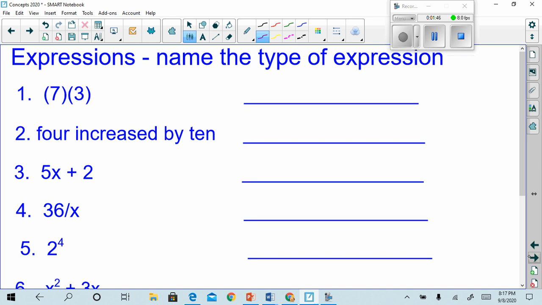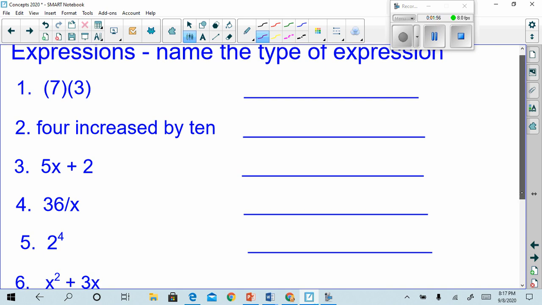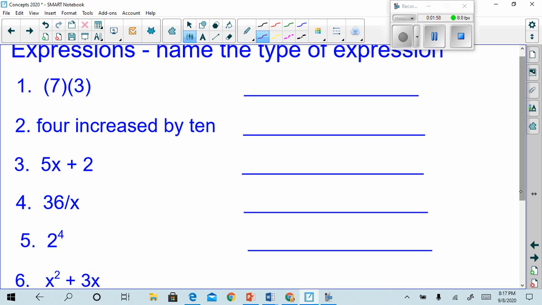Before we get to the translations, let's just see if we can identify the different types of expressions. You might want to pause, copy these problems or these expressions in your notes, and tell me if they are verbal, numeric, or algebraic. Okay, so now that you've had a chance to try them, let's see how you did.